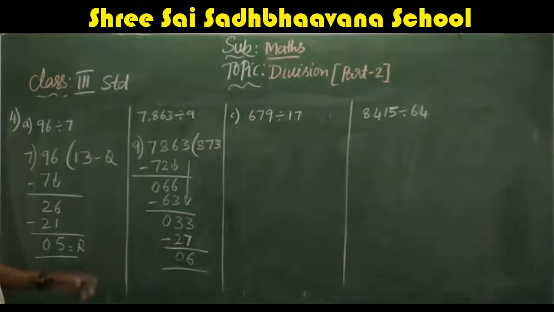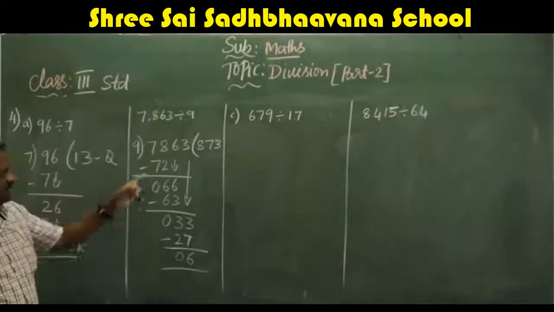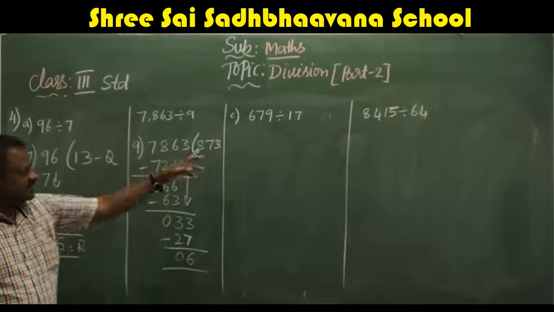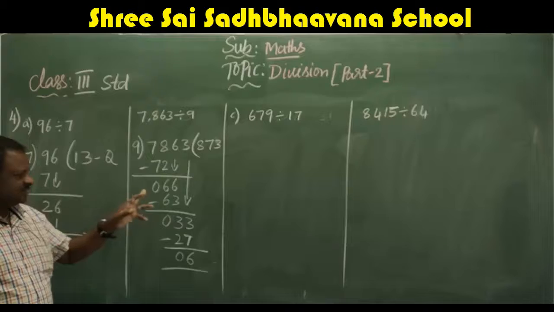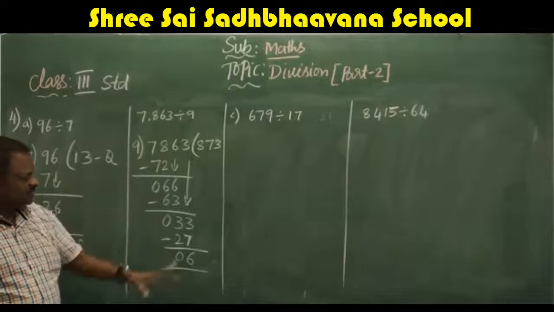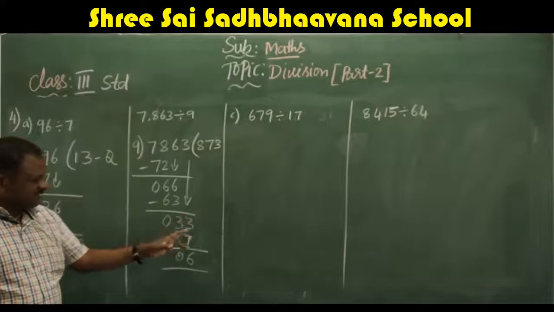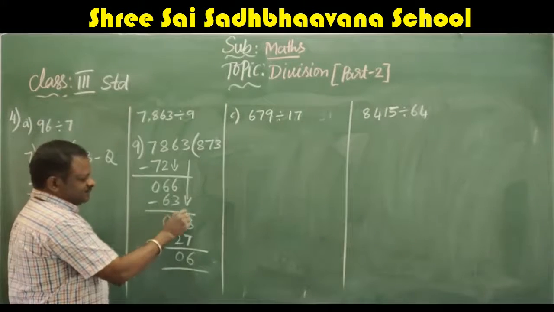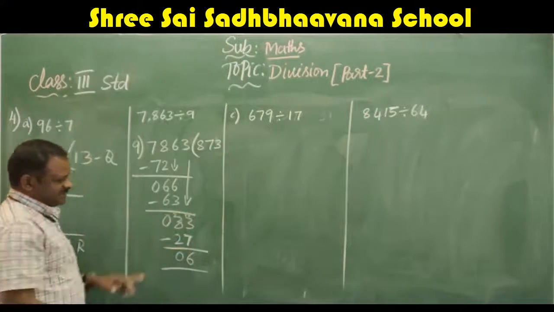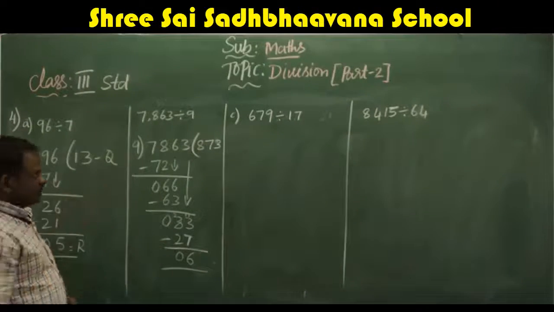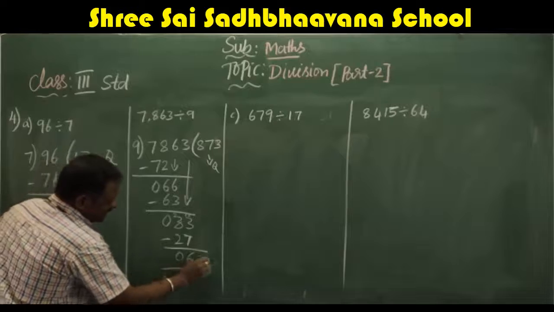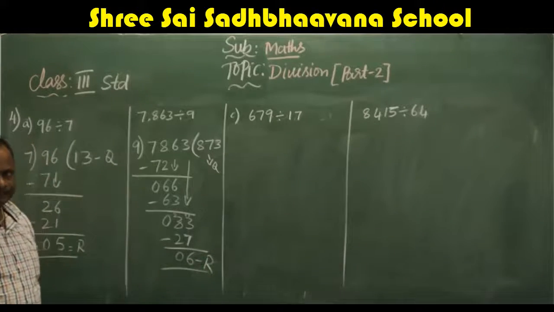See, once again I will explain. 9 eights are 72, 8 minus 2 is 6, 7 minus 7 is 0, take down 6, 9 sevens are 63, 6 minus 3 is 3, 6 minus 6 is 0, take down 3, 9 threes are 27, 13 minus 7 is 6, and this 3 becomes 2 because we have taken the carry. 13 minus 7 is 6, 2 minus 2 is 0. This is the quotient 873 and 6 is the remainder.